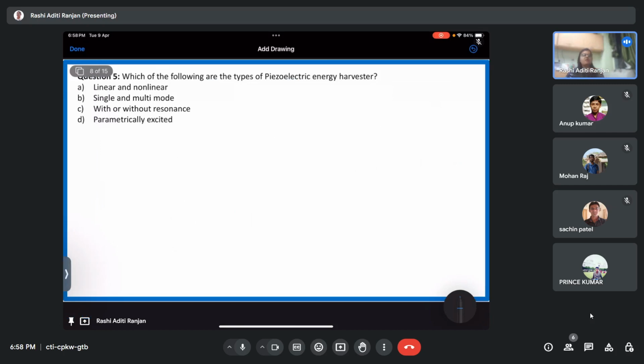Now comes question number 5. Which of the following are the type of piezoelectric energy harvester? Now, firstly, what is a piezoelectric energy harvester? As I told you, my piezoelectric material has two kinds of effect. First is the direct piezoelectric effect, and second is the reverse piezoelectric effect.